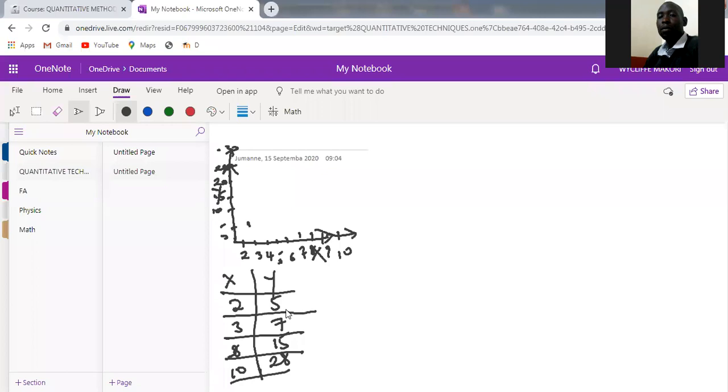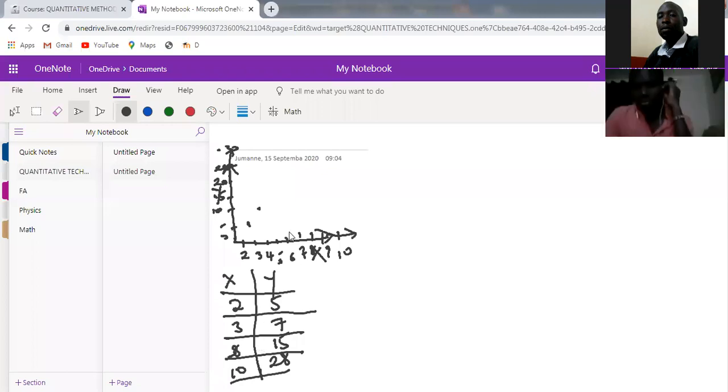Where we have 3 and 7, you just go ahead and mark it. Where we have 8 and 15, just locate where you have 8 and you go up to where we have 15, then you mark it. Where you have 10 and 28, where x is 10 and y is 28, you just look for 10 and 28, you mark it. What comes out is what we call a scatter diagram.